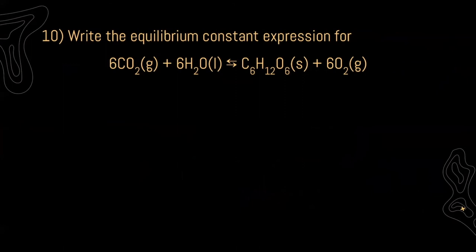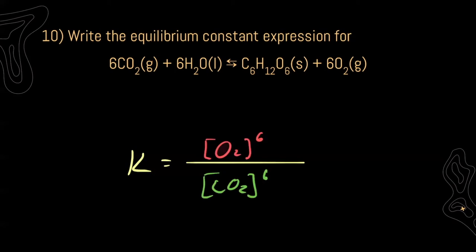For our next reaction, we have carbon dioxide gas and water forming fructose and oxygen gas. Writing our equilibrium constant expression for it, we're going to get our products, oxygen gas, divided by our reactant, carbon dioxide. And again, I didn't include glucose, fructose, or water because, again, their concentrations are not going to change. They're going to stay constant.